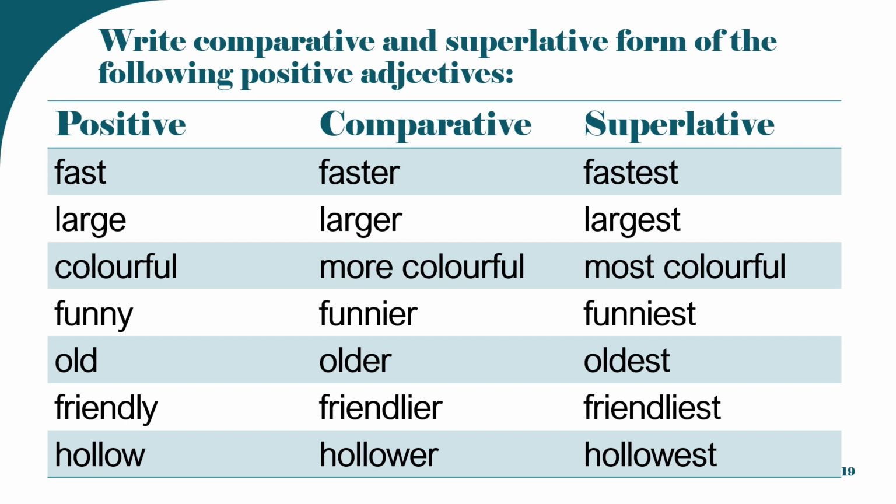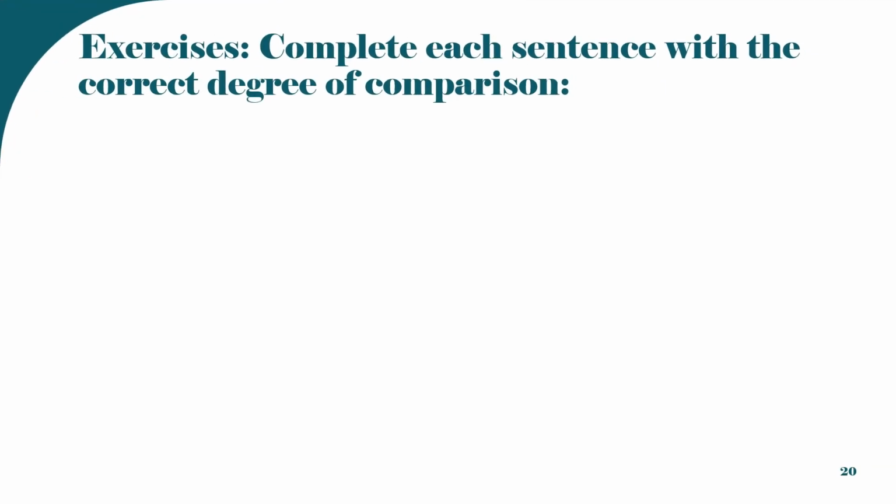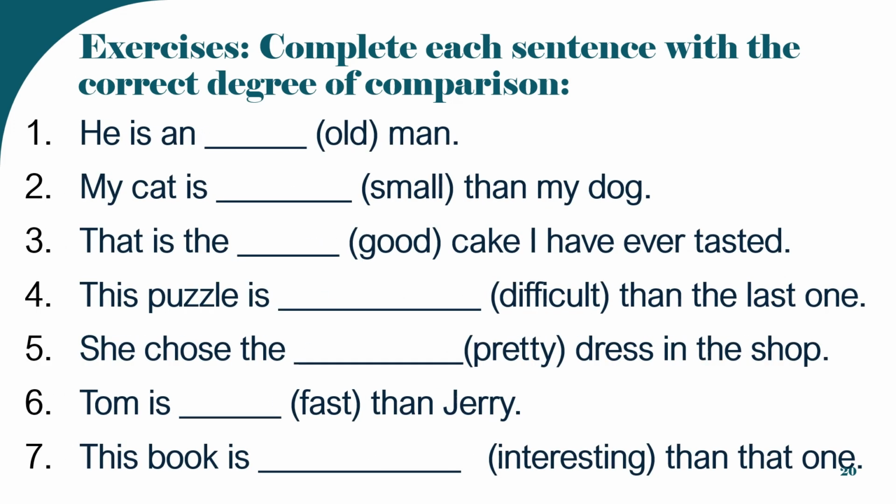The last word is hollow, and we know that two-syllable words ending in er, ow, or le always take er and est at the ending to form comparative and superlative degree. So the forms will be hollow, hollower, hollowest. Next exercise is completing sentences with the correct degree of comparison. In number one sentence, there is no comparison. So the positive form of the adjective old will be used and the sentence will be he is an old man.